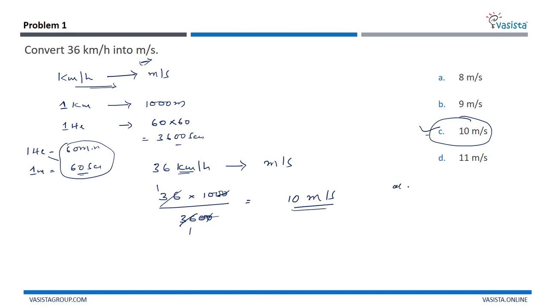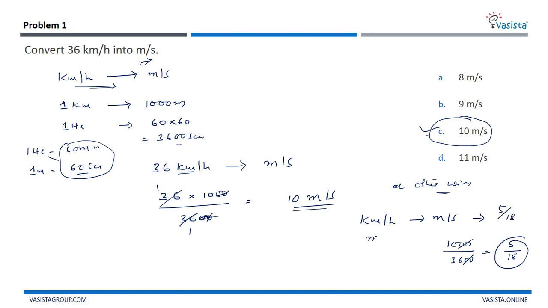Or otherwise, instead of calculating everything, whenever you want to convert kilometer per hour to meter per second, you just multiply by 1000 divided by 3600. These 2 zeros you cancel, and it becomes 5 by 18. Kilometer per hour to meter per second, multiply by 5 by 18.